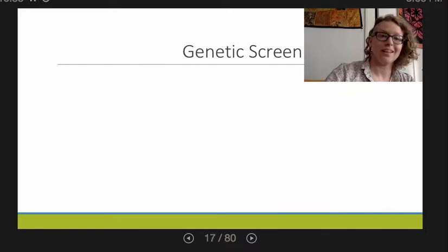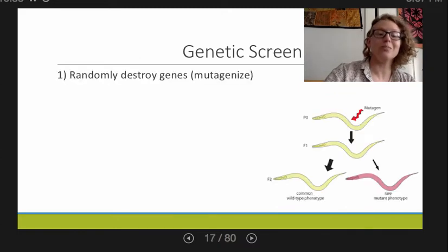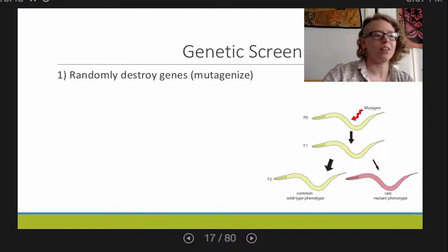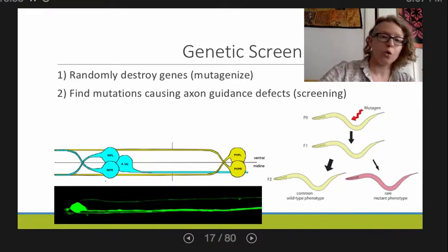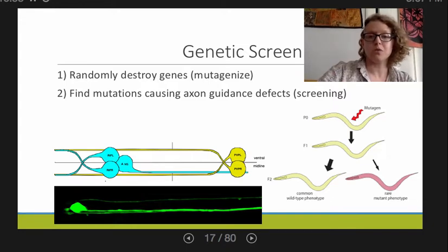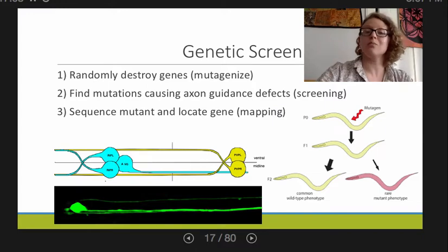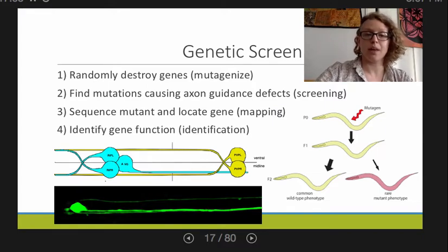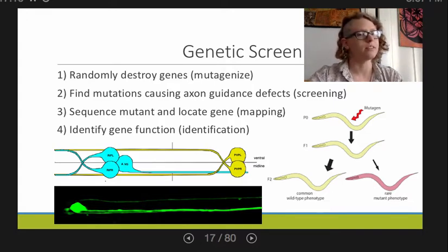Which leaves us with a genetic screen. Randomly destroy genes. We can do this with radiation or with liquid mutagen like EMS. And then we go through the offspring and find mutants that have defects by screening it. And then we sequence those mutants and map them. And then we figure out what the gene does. And we'll go through all those steps together.